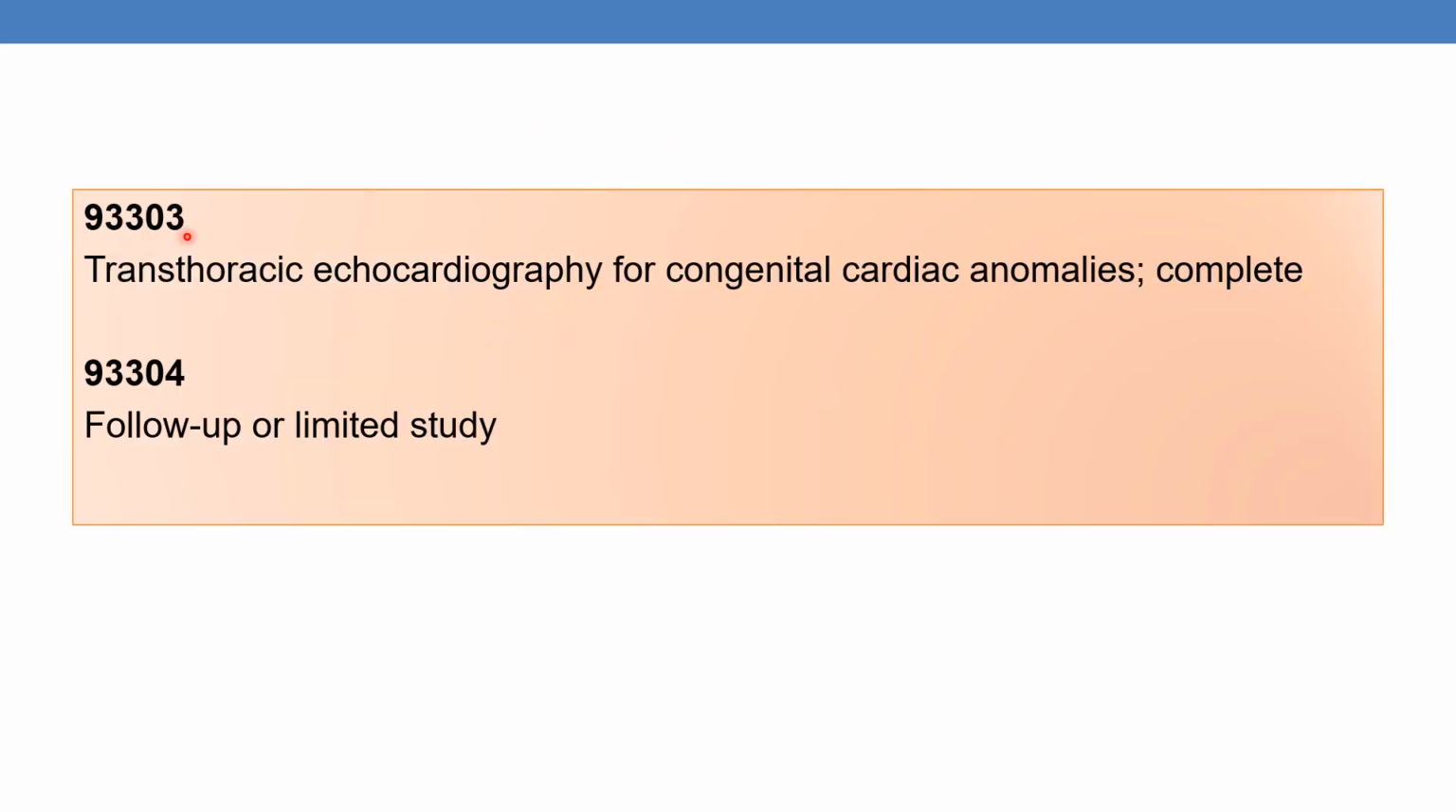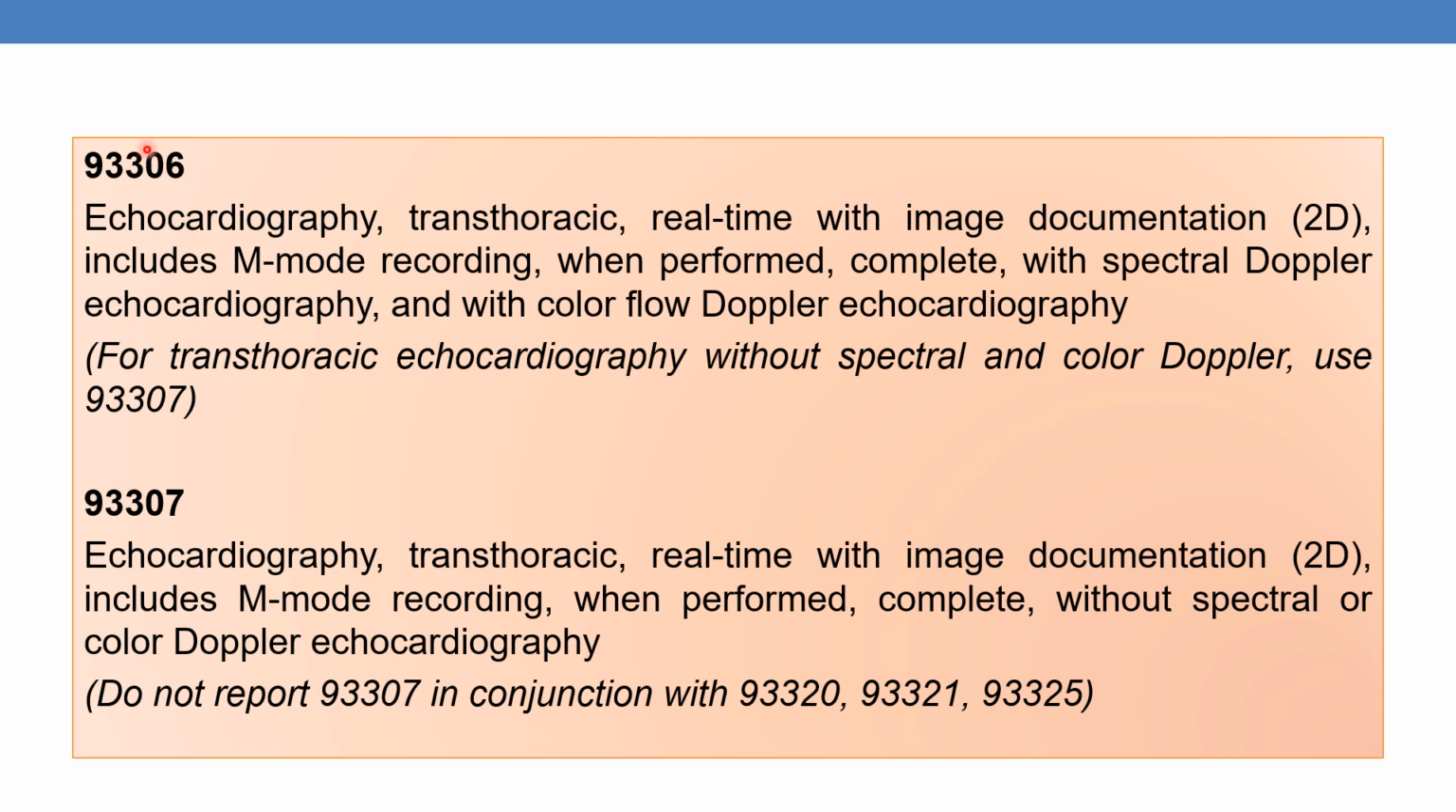The first one is 93303. Transthoracic echocardiography for congenital cardiac anomalies, complete test. Next is the follow-up or limited study. The CPT is 93304. The next is 93306.